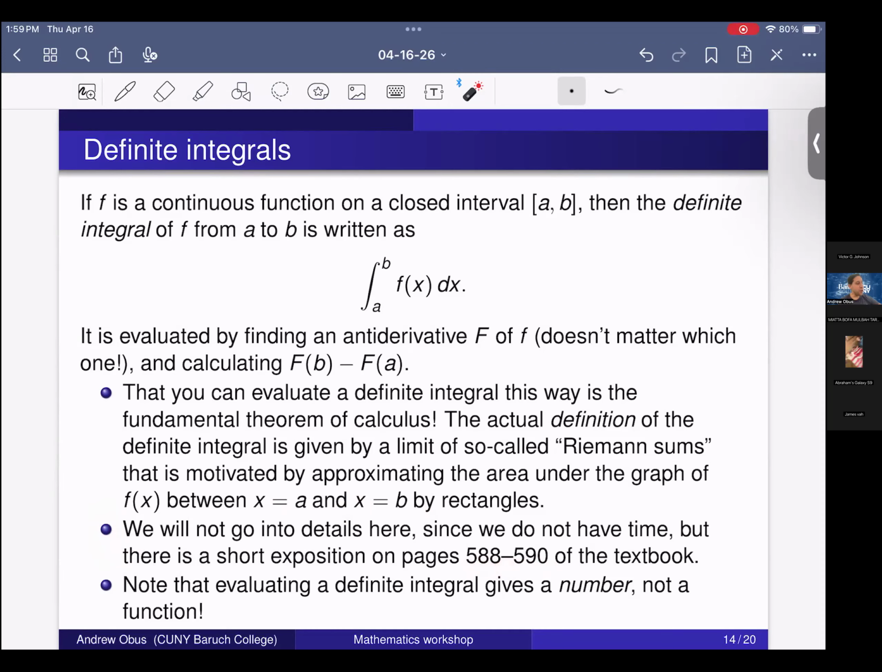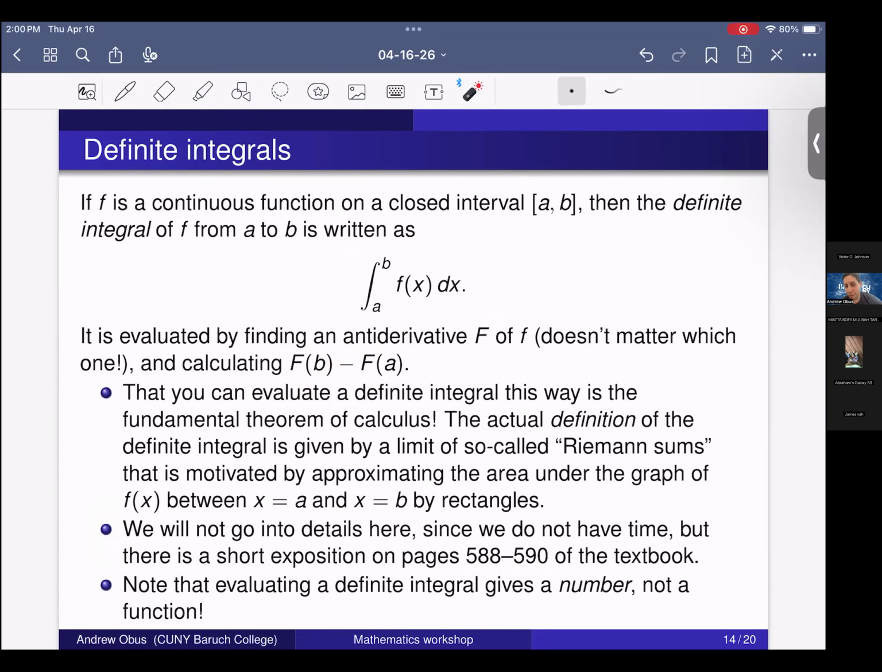But basically, you should think of the definite integral as, by definition, the area under the graph of f of x between a and b. But what is the method where you evaluate it? You evaluate it by finding an antiderivative and then doing this subtraction.